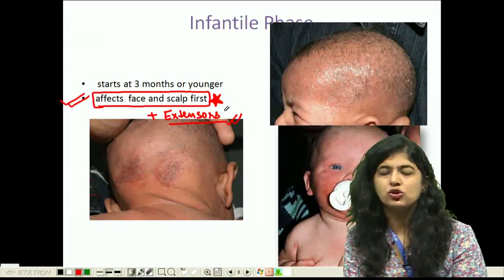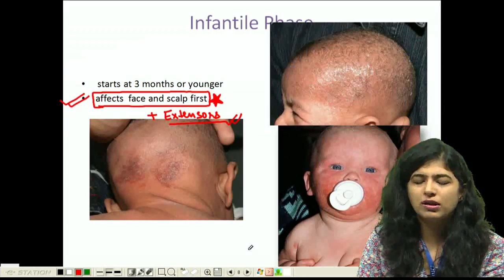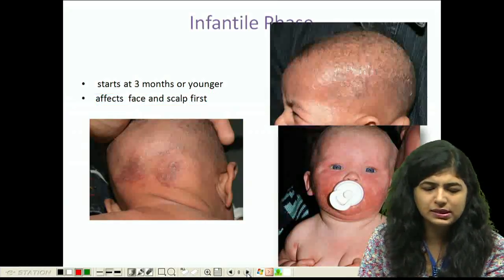Images could be something like shown in here. You see that the face is involved. Here you see that the scalp is involved. This is your infantile atopic dermatitis.